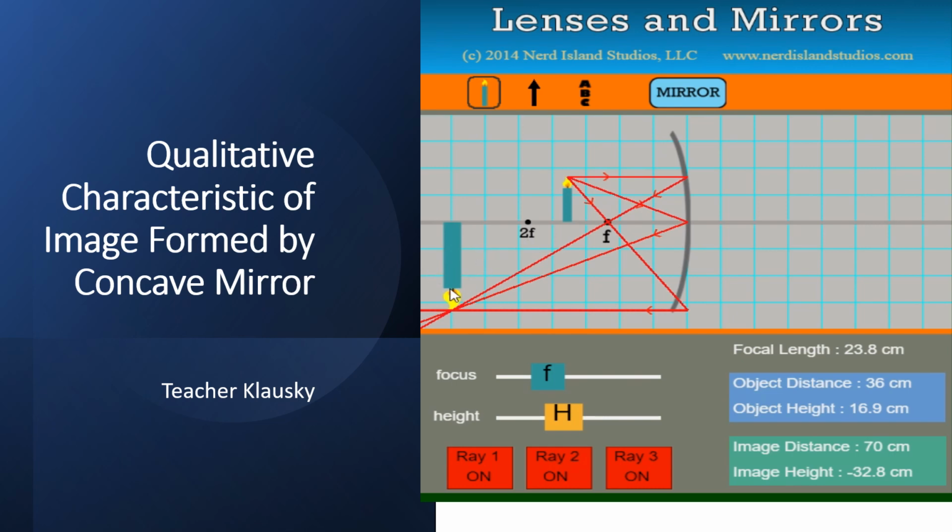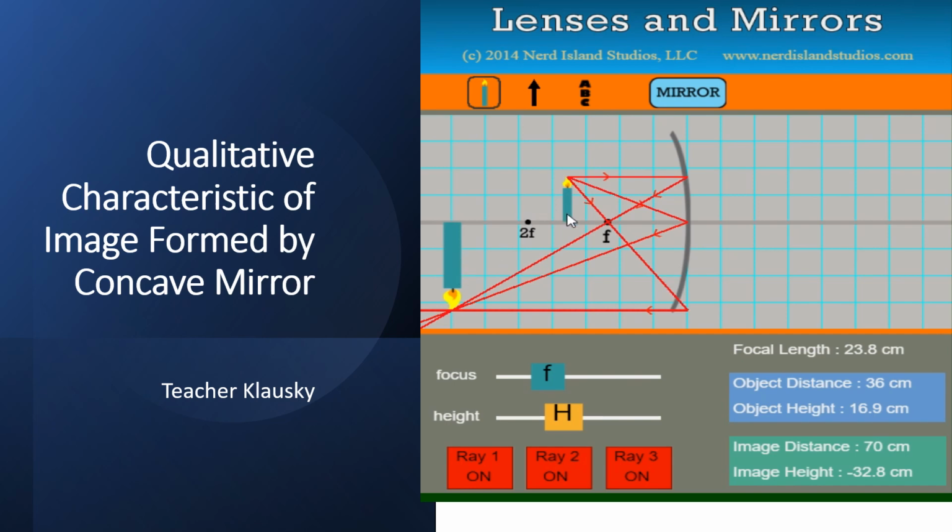Now, in terms of image size, if we compare that to the object size, which is bigger? As we can see, based on the simulation, the image size is bigger than the object size. Now, in terms of orientation, the image is inverted, and since the image is formed in front of the mirror, this is a real image.